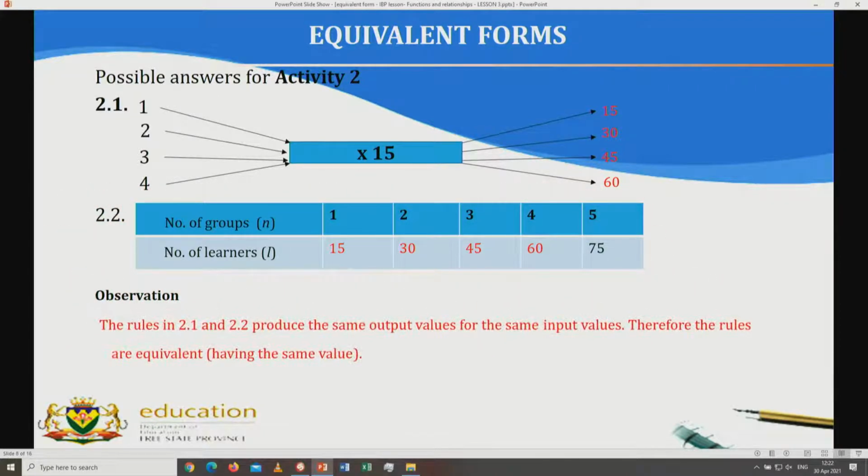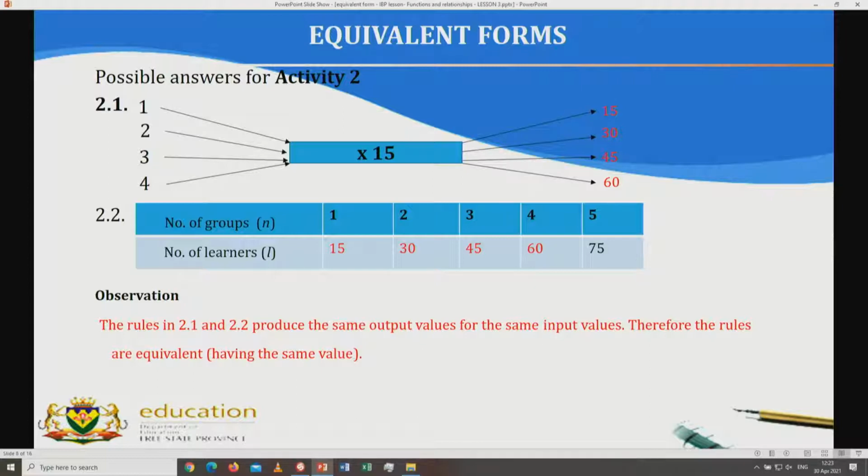Now, the observation. The rules in question 2.1 and 2.2 produce the same output values for the same input values. Therefore, the rules are equivalent. It means that if the rule in a flow diagram produces the output values 15, 30, 45, and 60, the same applies to the output values in a table. They produce the same output value for the same input values.